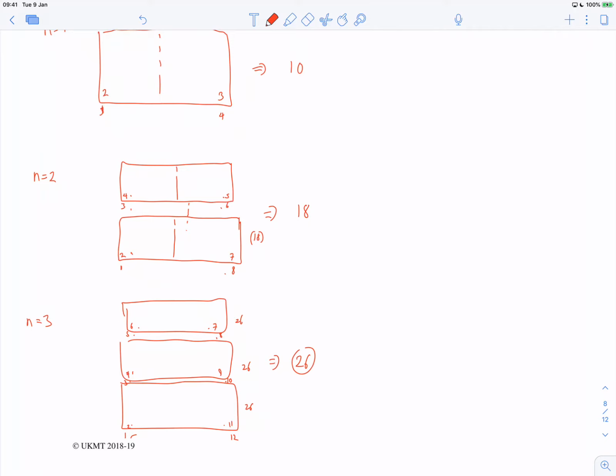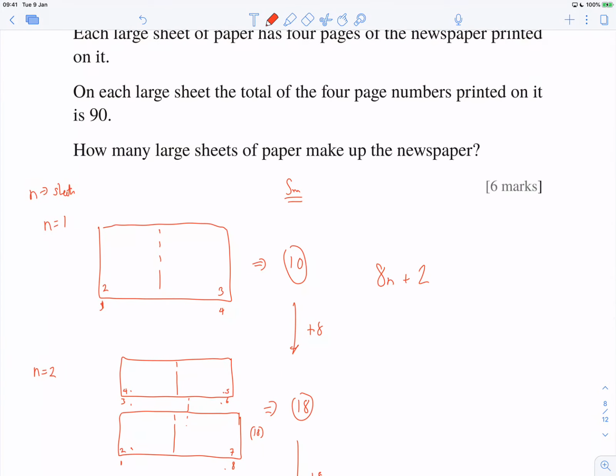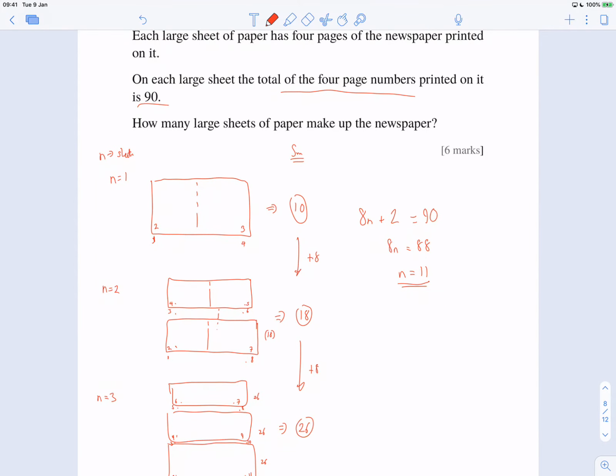And shock horror, we're just adding things here, so we would expect some kind of linear progression, and clearly it's just adding 8 each time. So it looks like the sequence is just 8n plus 2. Okay, so for the sum of each sheet, it's just 8n plus 2. We're told that the sum of the total of the 4 pages on it is 90, so we just set this equal to 90, so 8n equals 88, so n must be 11. That must mean there's 11 large sheets in order for the totals on each 4 pages to equal 90.